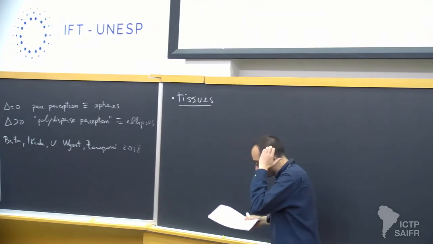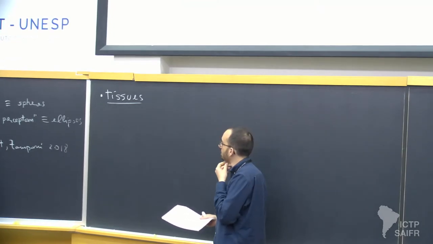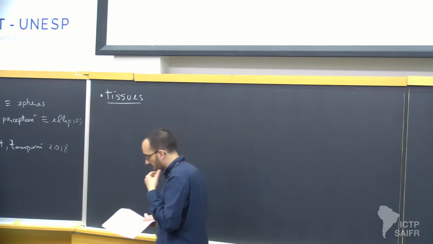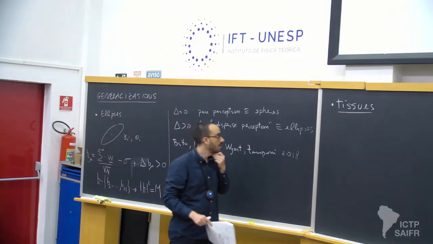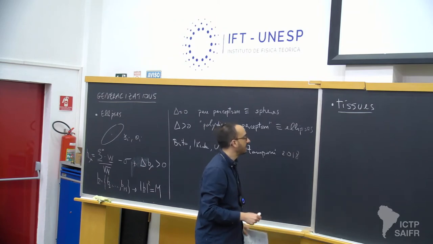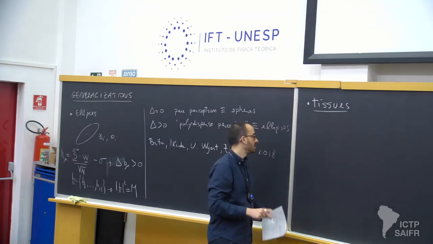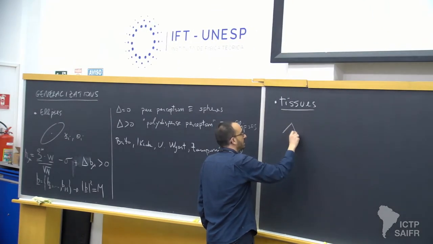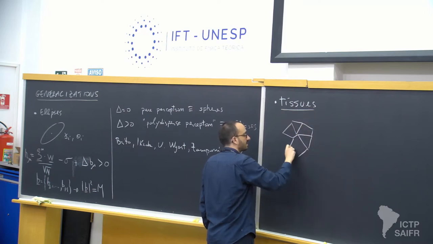So there has been a lot of interest in the last years to model confluent tissues. And this was done a lot by the group of Lisa Manning. So the idea is that you would like to understand the properties of two-dimensional tissues. So how do you model a tissue? Well, this is just a tessellation of the plane. So cells tessellate the plane.